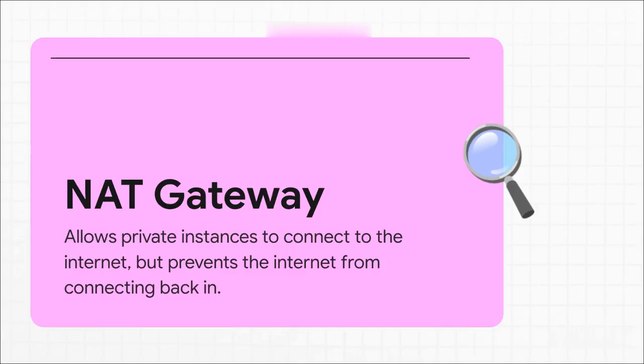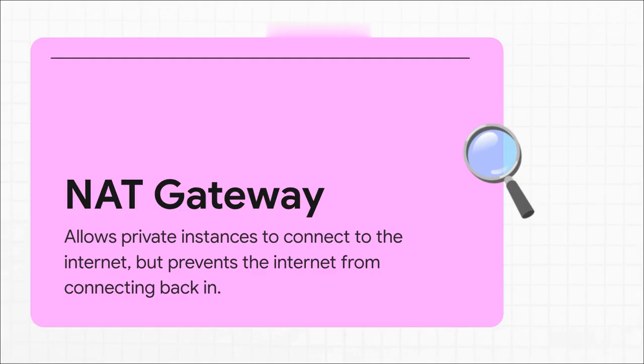And here's that other gateway we mentioned, the NAT gateway. This thing is so clever. Here's what it does. It lets your secure servers in the private subnet reach out to the internet, to download security patches or updates, but it prevents anyone from the internet from starting a connection back in.